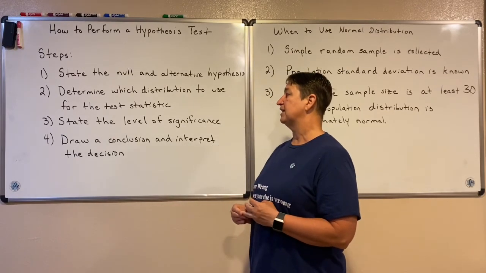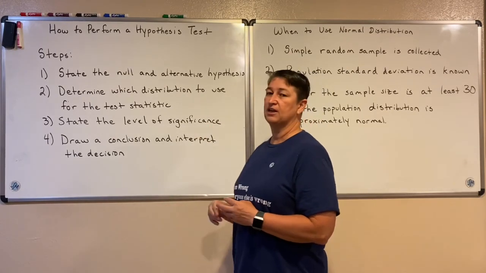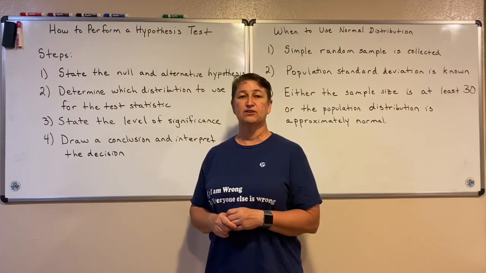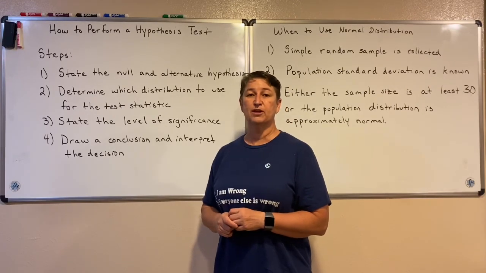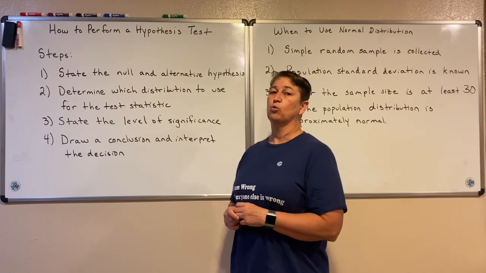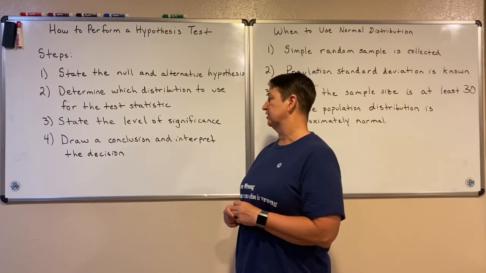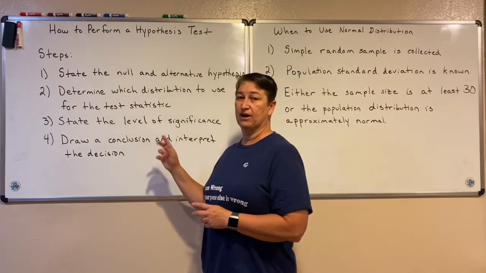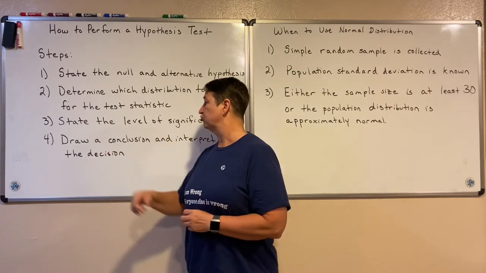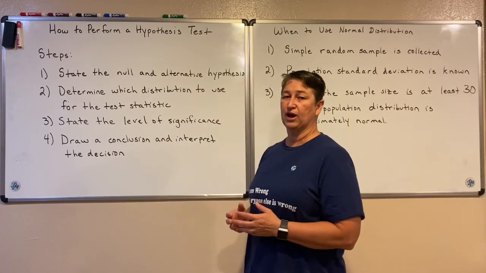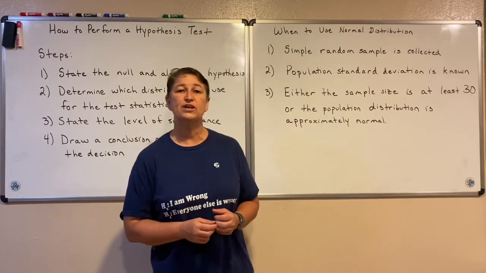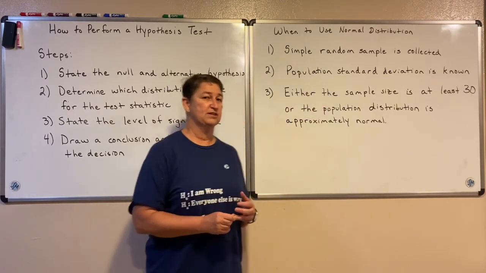Then we're going to state the level of significance. And remember, the level of significance is the complement of our confidence level. 1 minus the confidence level gives us our significance level, and vice versa. And then we're going to draw a conclusion and interpret our decision. We'll go into each one of those in a little more detail.